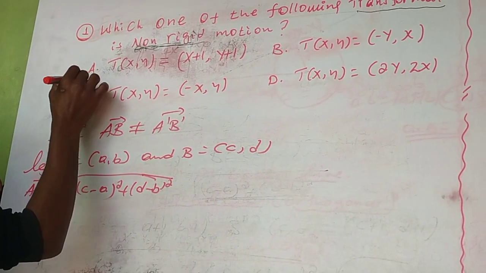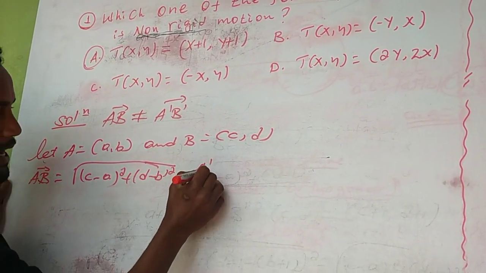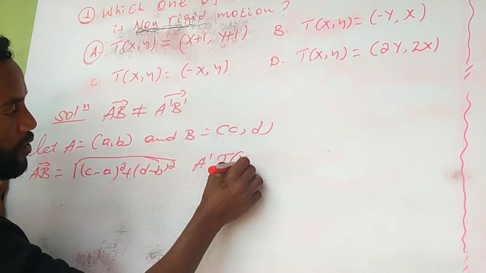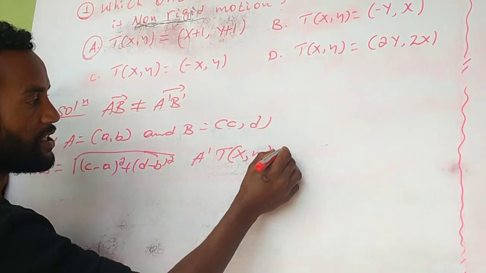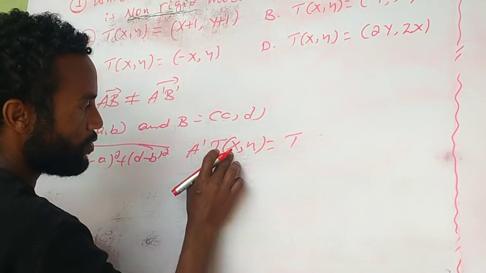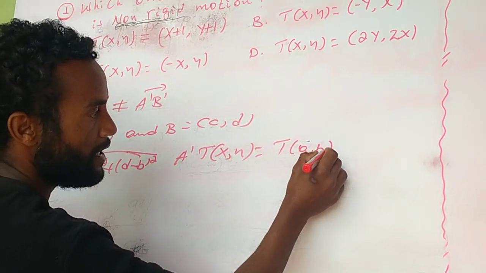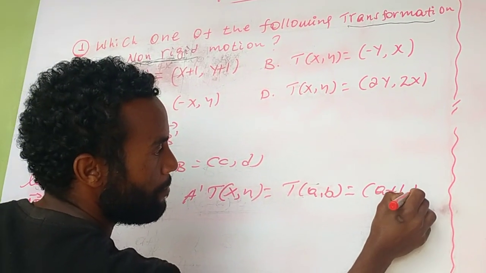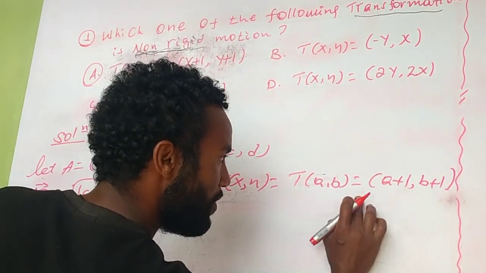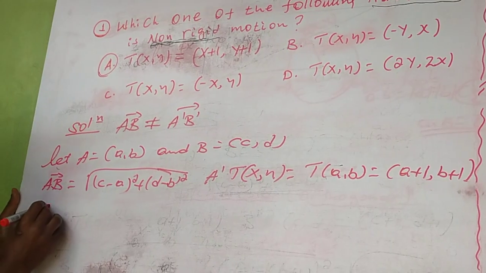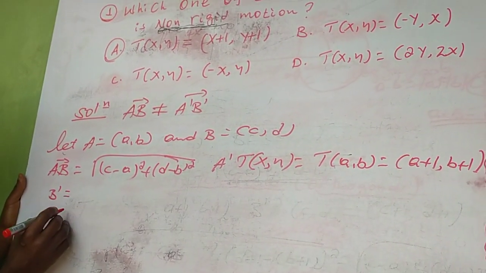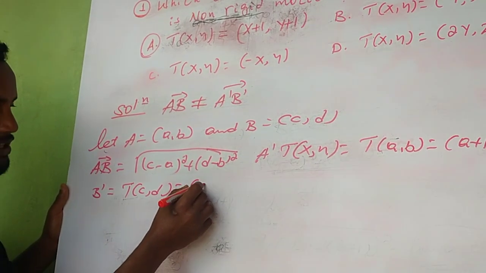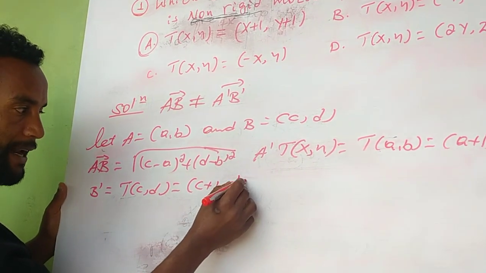Then based on this, A prime, the translation of (x, y), becomes (x plus 1, y plus 1). So A (a, b) changes into (a plus 1, b plus 1). This is A prime. Again, B prime: B (c, d) is translated to (c plus 1, d plus 1).